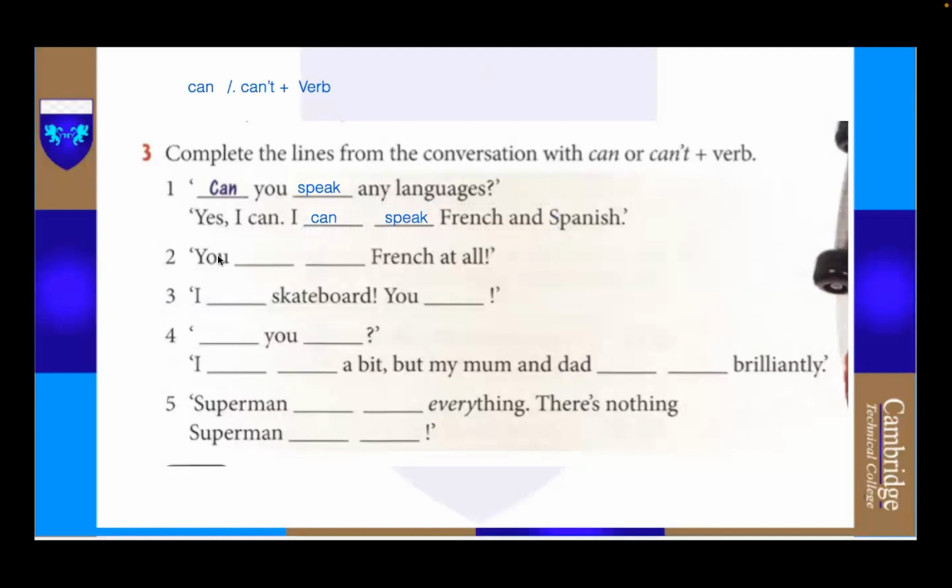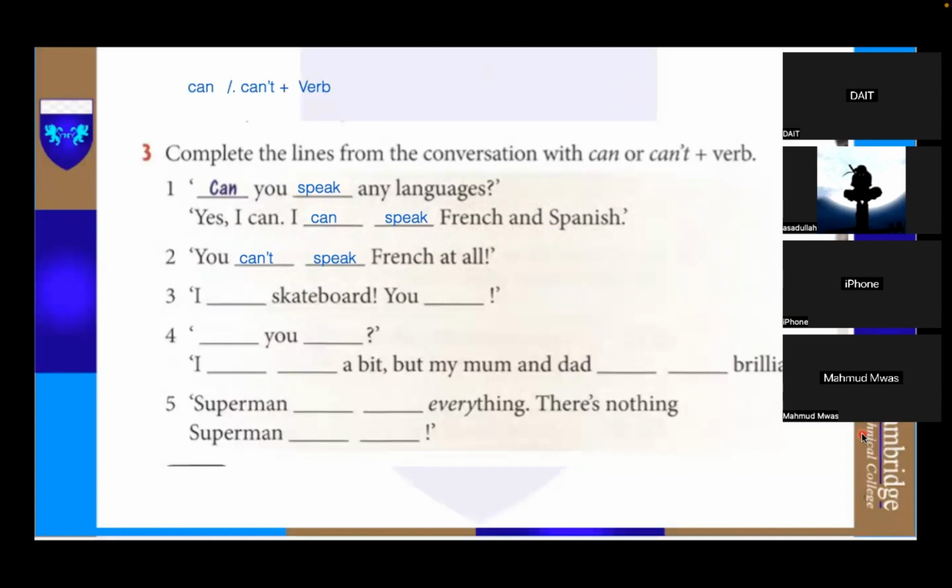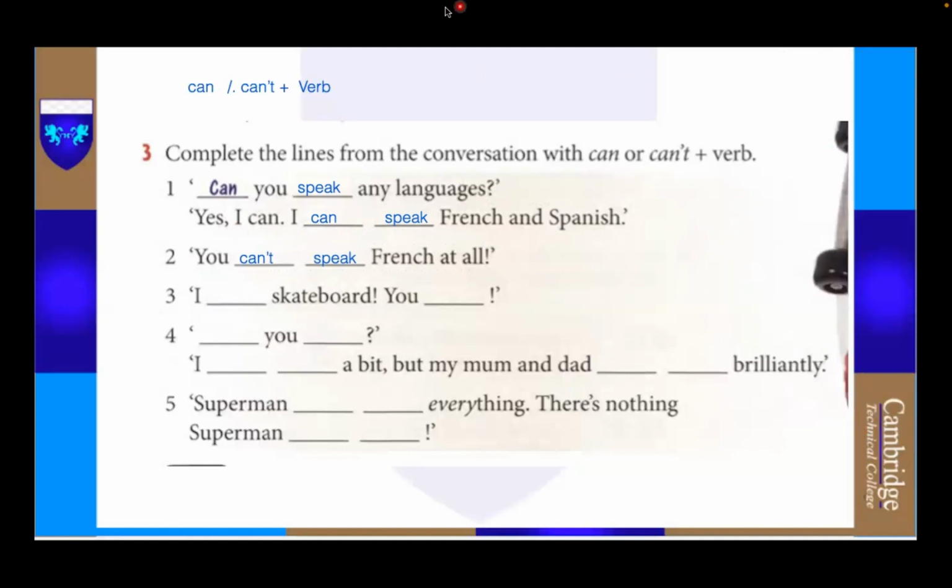Number 2, you French at all. Can't speak. Yes. You can't speak French at all. Mr. Sneem, number 3. I can speak to her. You can. Again. I can skateboard. You can't.